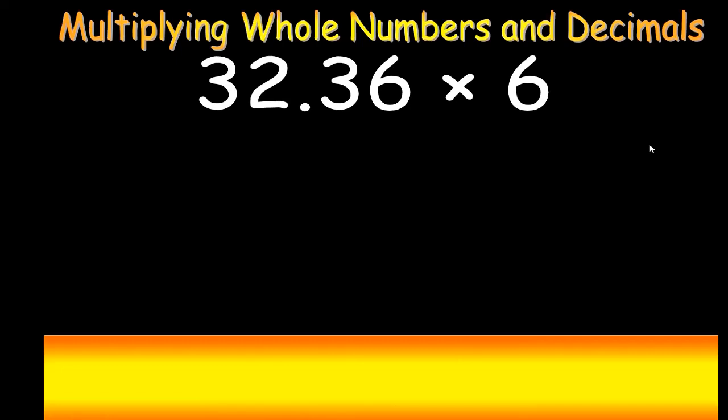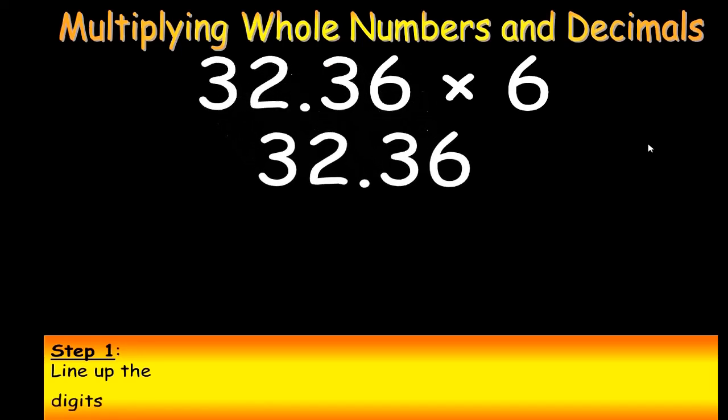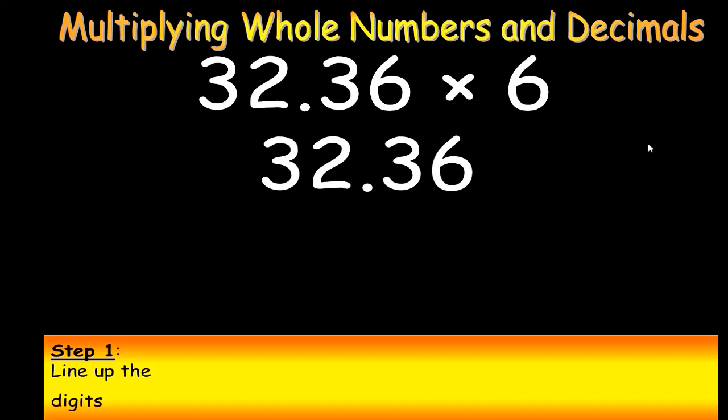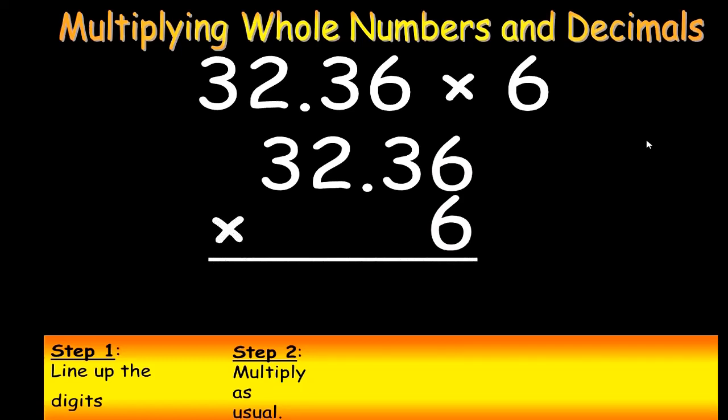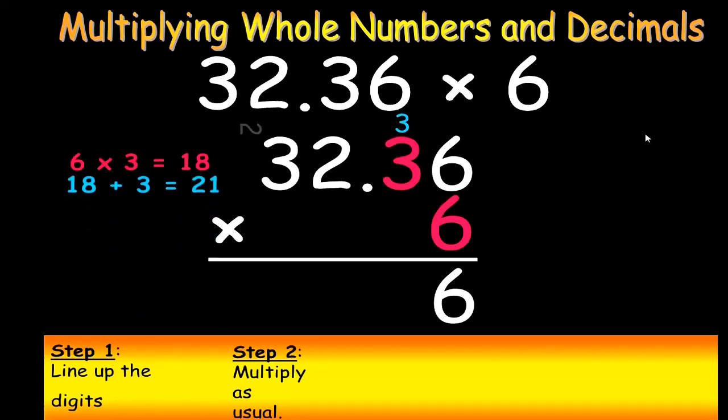32 and 36 hundredths times 6. Again, we will use standard algorithm. That means we will multiply as you would with the whole numbers. We will align the digits, then multiply as usual. 6 times 6 equals 36. Record the 6 and regroup the 3. Then multiply 6 times 3 equals 18 and add the regroup number. So the answer is 21.